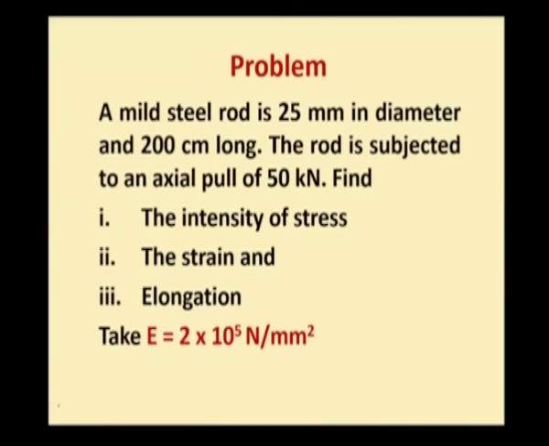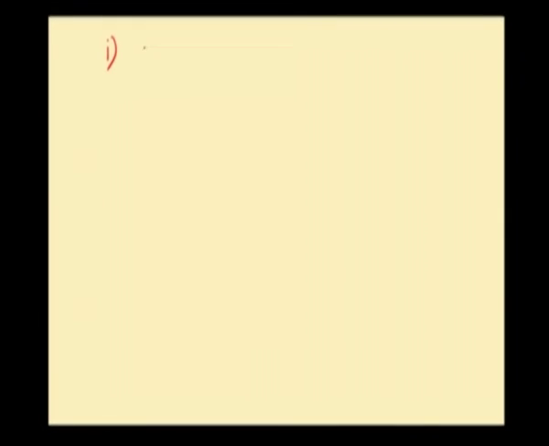Now, we shall see an example problem for calculating stress, strain and deformation. A mild steel rod is 25 mm in diameter and 200 centimeter long. The rod is subjected to an axial pull of 50 kN. Find number 1 the intensity of stress, number 2 strain and number 3 elongation. Take capital E equal to 2 into 10 power 5 Newton per millimeter square. Now, first of all we shall calculate the value of stress.